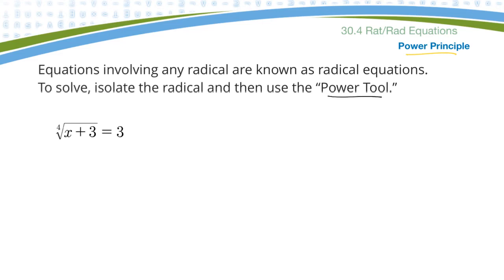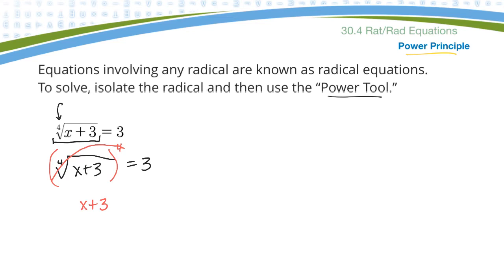I use this power tool or power principle. What that says is that if you have a radical that's isolated, to get rid of that radical, so this is the fourth root, you just have to raise that to the fourth power. So let me just rewrite it. I'm going to raise this side to the fourth power, and that cancels out the fourth root. On the left, all I'll be left with is an x plus 3.